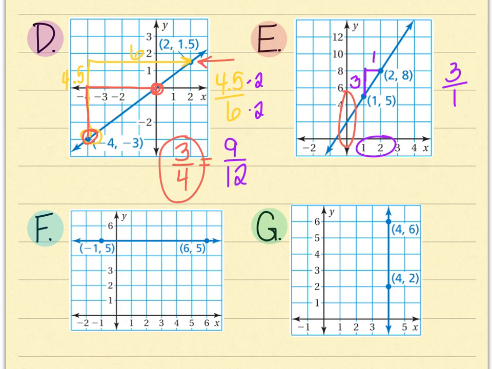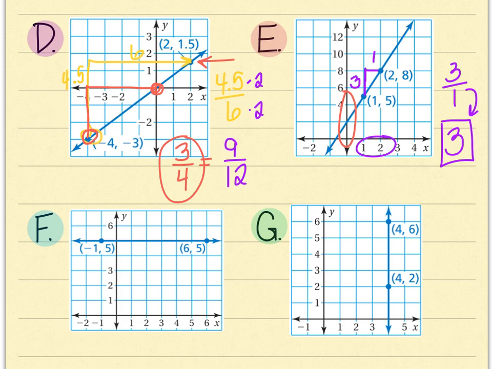That actually can reduce to just 3. It's okay to reduce your slope to an integer, like 3. We just don't want to write our improper fractions, like 5/2, as mixed numbers. Don't write it as a mixed number, but you can reduce it to an integer.